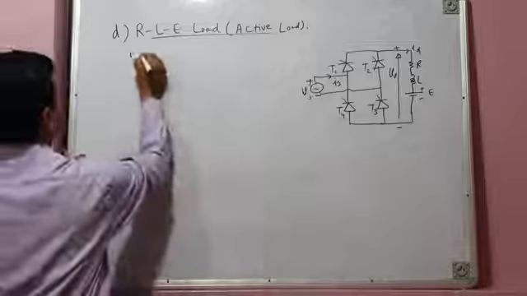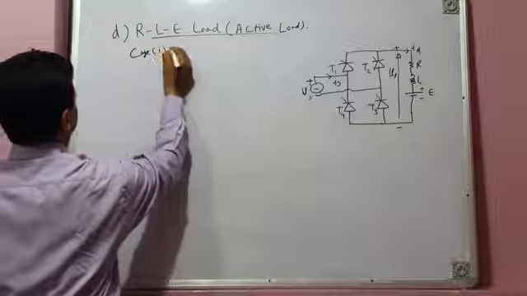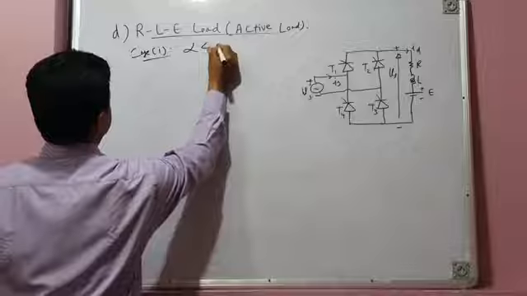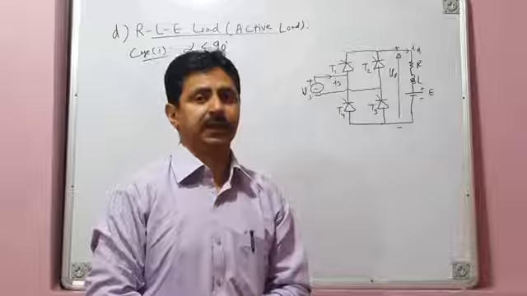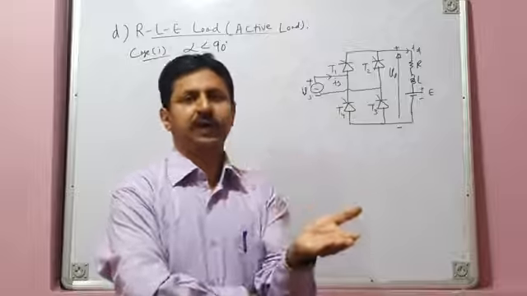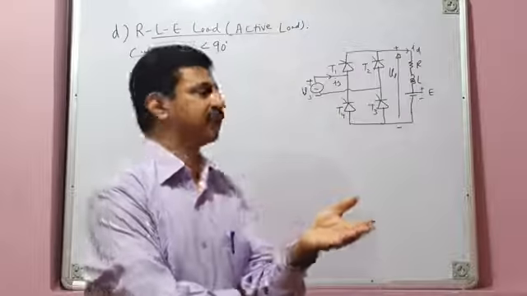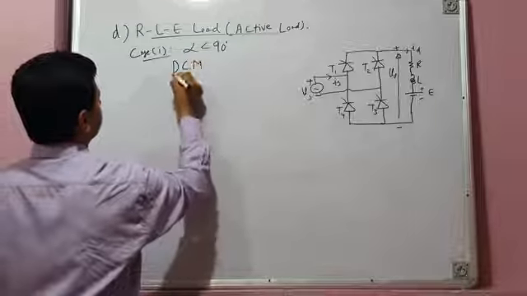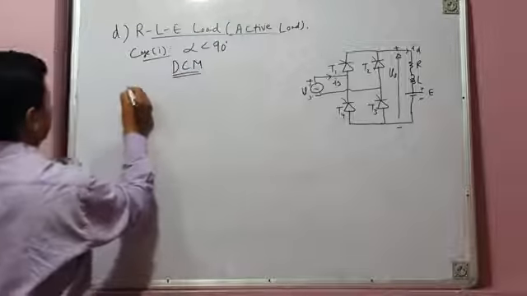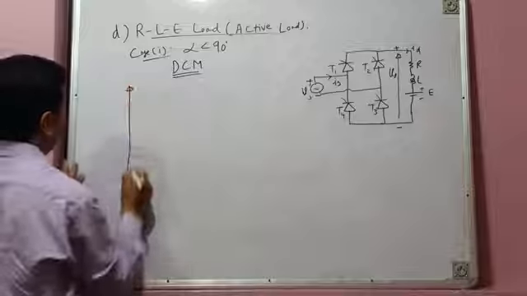So case 1, alpha less than 90 degrees. When we discuss operation with alpha less than 90 degrees, again here we can have continuous conduction mode of operation, or we can have discontinuous conduction mode of operation. So first of all, we discuss discontinuous conduction mode of operation. It will be clear to us with the help of waveforms.